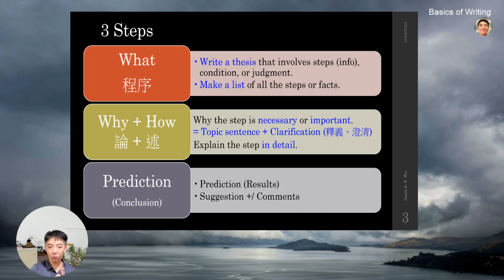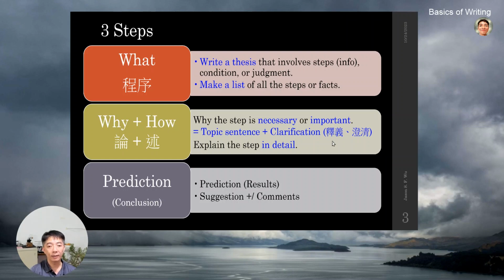The first way is to make a prediction. After you complete this one by one, step by step, what will happen, right? Of course you can share your experience, so that can also encourage people to do it. Suggestion, right, and comments. So these are things you can write in the conclusion.